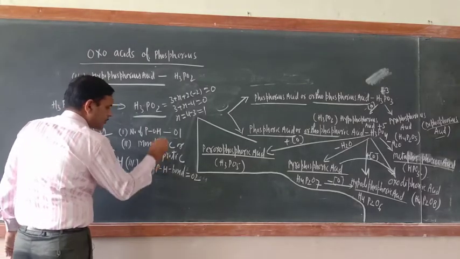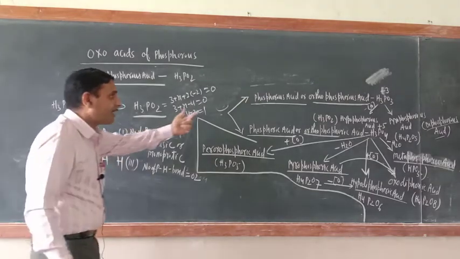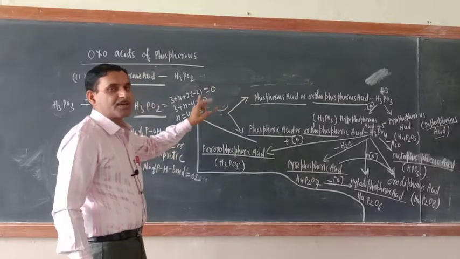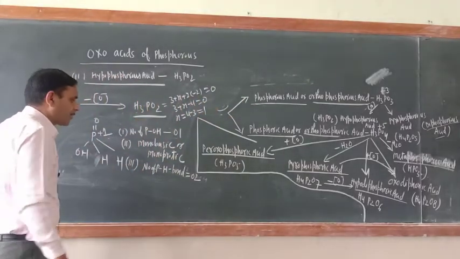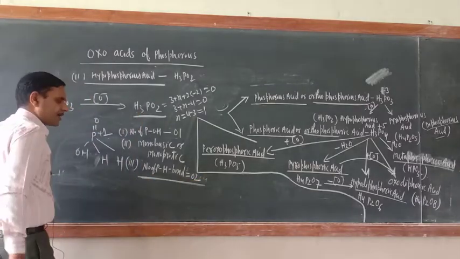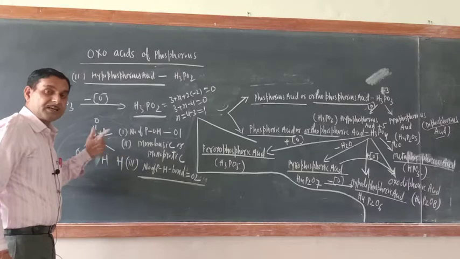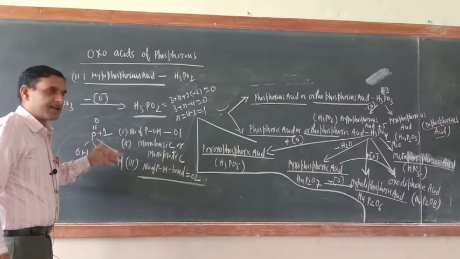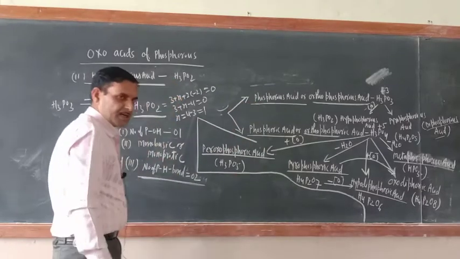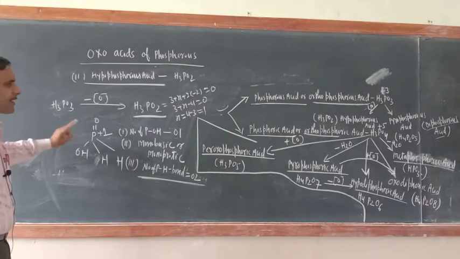The number of P-H bonds is 2. So this has more reducing character than phosphorus acid, because in phosphorus acid how many P-H bonds were there? 1 bond. Here 2 P-H bonds are there. So the greater the number of P-H bonds, the greater the reducing character. So this is a better reducing agent than the first one, phosphorus acid. Okay, so this second one is also completed.